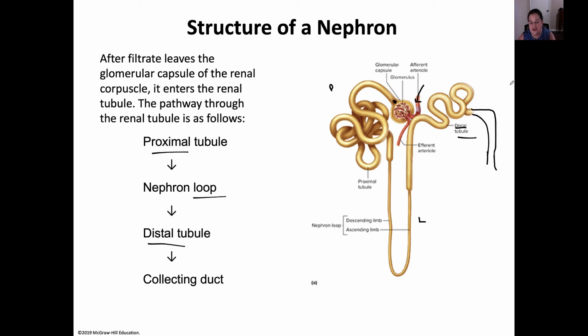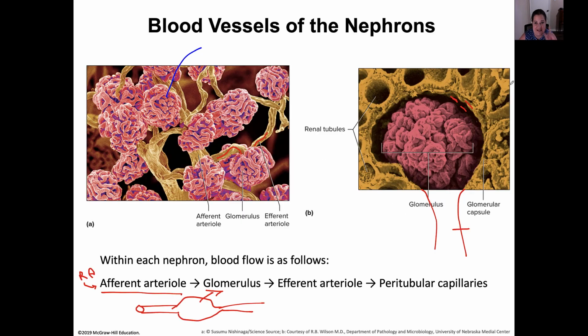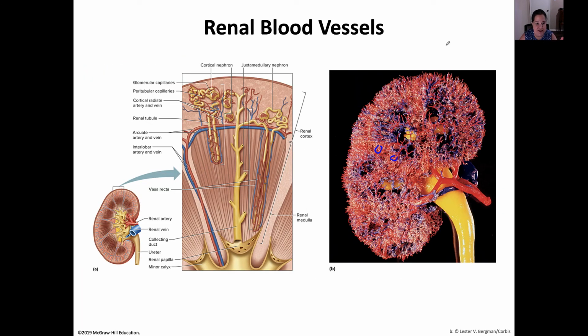So proximal tubule, nephron loop, distal tubule, and that distal tubule ends up in this big thing called the collecting duct. Actually, a bunch of different nephrons put their filtrate into the collecting duct. Here you can see collecting ducts, with a bunch of different nephrons putting all their filtrate into them, and at the end they are going to end up in the minor calyces and then the major calyces.